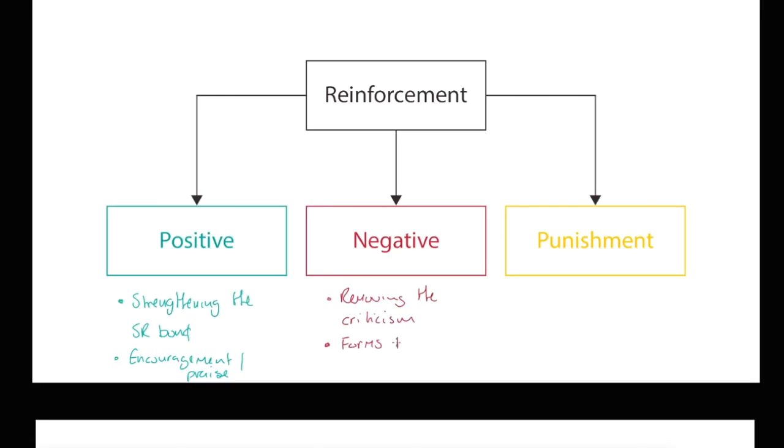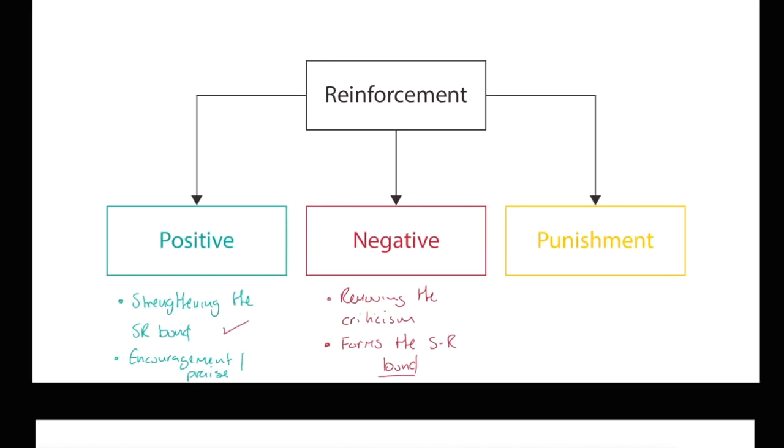It forms the SR bond. The SR bond is actually formed within that environment. So in other words, the first time the correct response is initiated, the criticism is removed, and all of a sudden we've got a new stimulus response bond. It needs strengthening, which is why at the moment of negative reinforcement we'll often include positive reinforcement as a replacement.